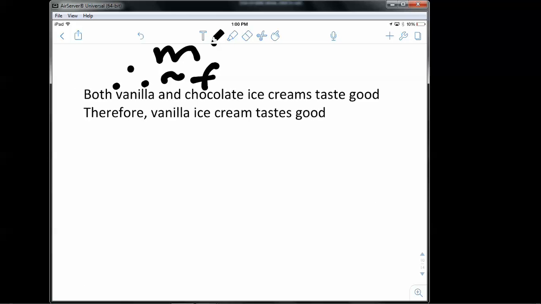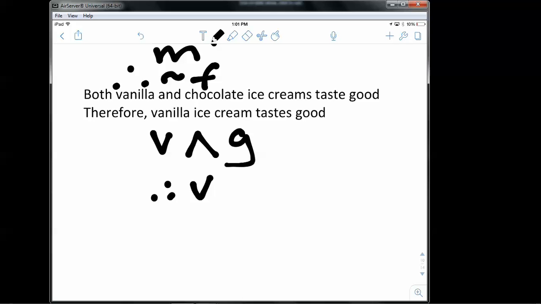So that is invalid. Both vanilla and chocolate ice creams taste good. So both V and C taste good. Therefore, vanilla ice cream tastes good. Therefore, V. Now, one thing to notice about this one, by the way, you might be the kind of person that actually likes swirls, but you don't like vanilla ice cream. So when I say both vanilla and chocolate ice cream taste good, even though it's the exact same semantic structure, you could mean that both of them taste good together, or you could mean each one individually tastes good. Since it does make a difference, you kind of have to know what this person means, right? And if they mean both vanilla tastes good and chocolate ice cream tastes good, then you can easily get the conclusion.